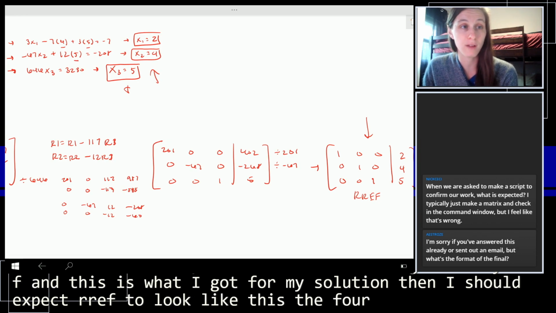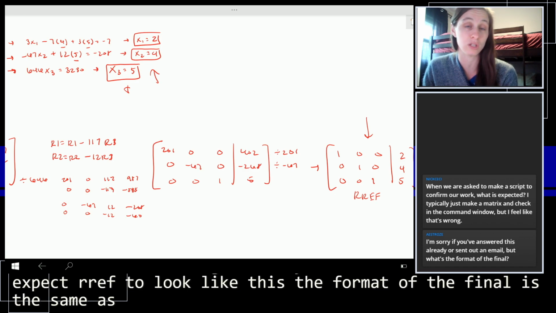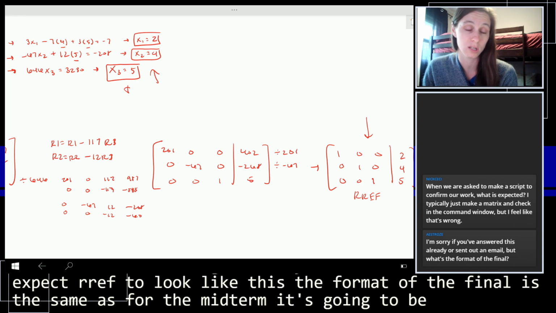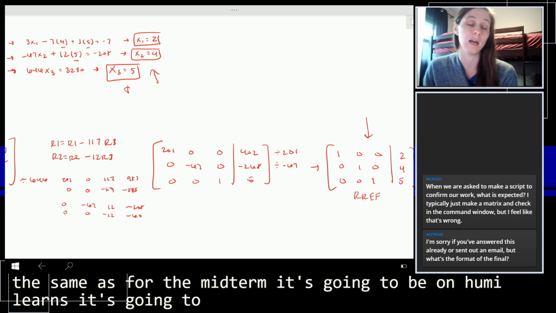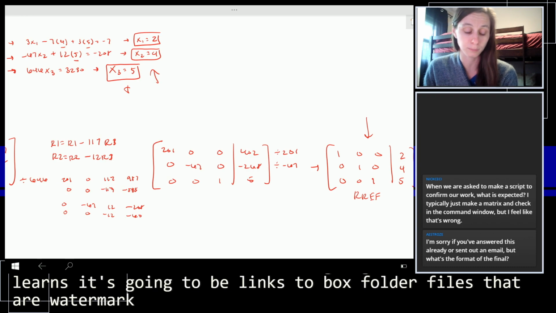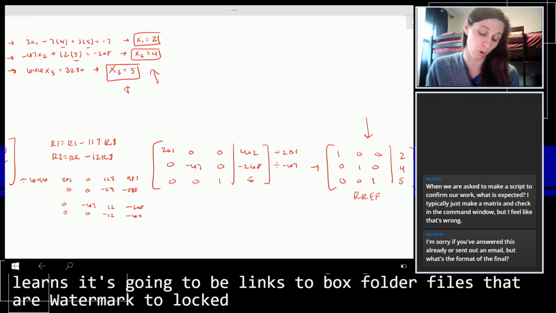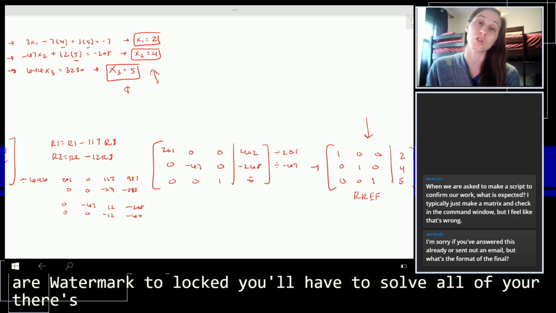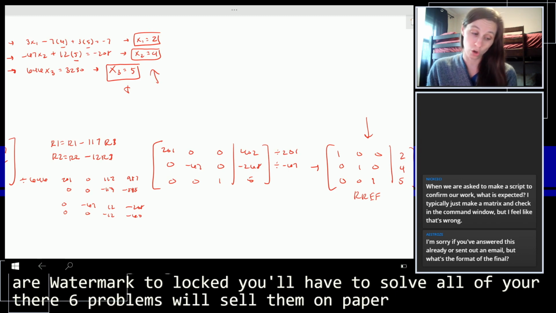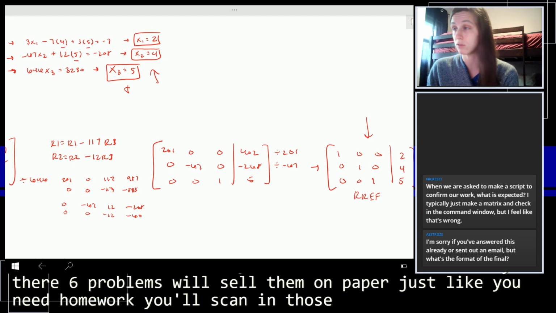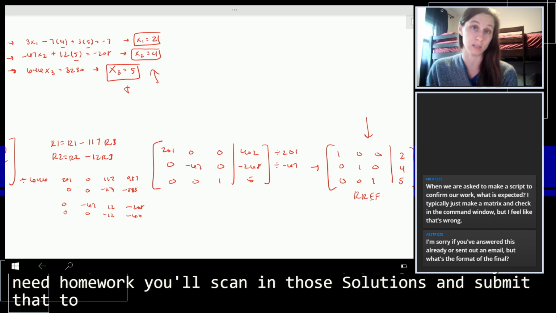The format of the final is the same as for the midterm. It's going to be on UB Learns. It's going to be links to box folder files that are watermarked and locked. You will have to solve all of there's 6 problems. You'll solve them on paper. Just like you do your homework, you'll scan in those solutions and submit that to the submission link.